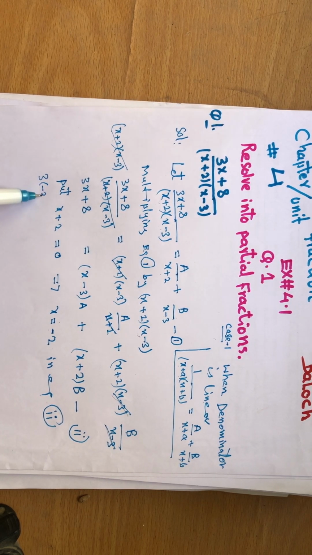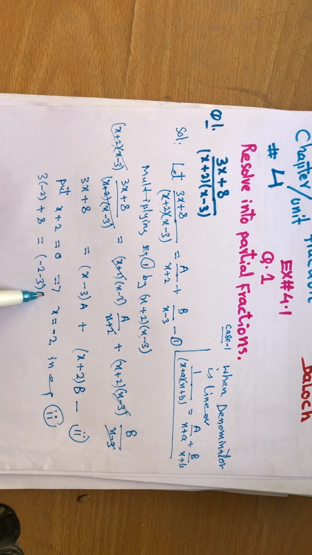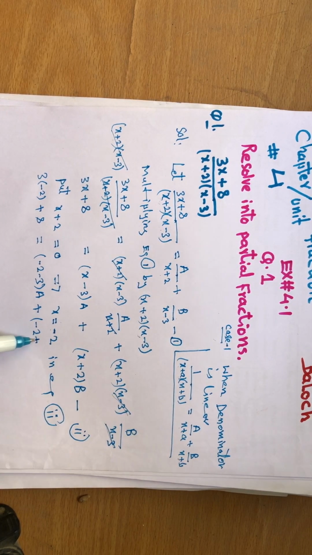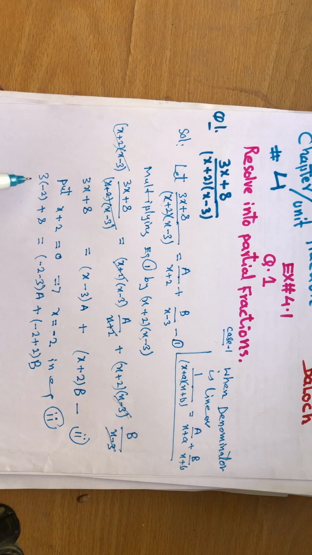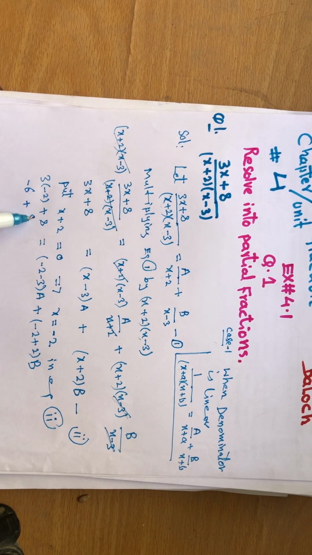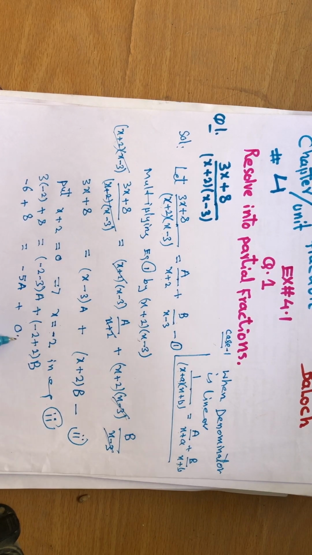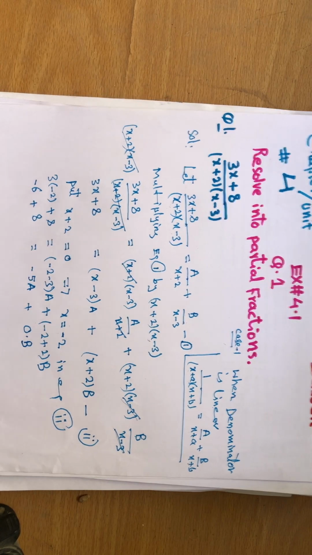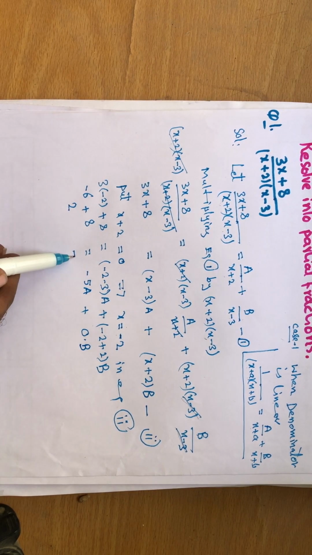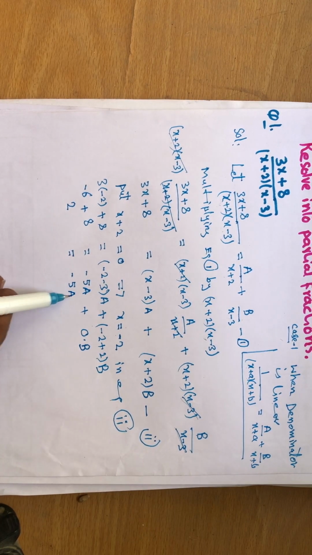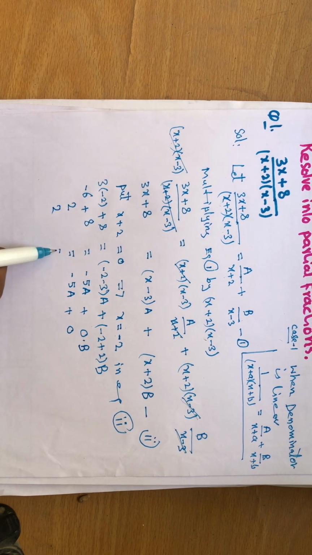In place of x we write minus 2 in equation number 2. The first term is 3x + 8, so 3 into minus 2. On the next side, (x - 3) becomes (-2 - 3) times A, plus (x + 2) becomes (-2 + 2) times B. Now, 3 multiplied by minus 2 gives minus 6, plus 8 is already there, is equal to minus 2 minus 3, which is minus 5, times A. We are adding, not multiplying, plus (-2 + 2), which is 0, times B. So minus 6 plus 8 gives 2, equal to minus 5A plus 0 times B, which is 0. Now 2 is equal to minus 5A.